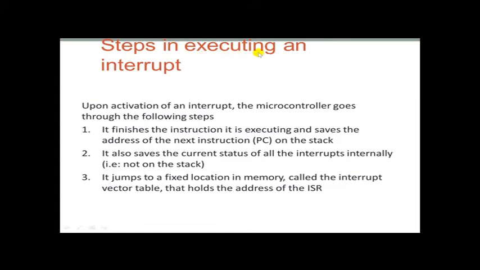Steps in executing an interrupt. Upon activation of an interrupt, the microcontroller goes through the following steps. So there are three steps. Step number 1: it finishes the instruction it is executing and saves the address of the next instruction, that is the PC, on the stack. It also saves the current status of all the interrupts internally, that is, not on the stack. It jumps to the fixed location in memory, called the interrupt vector table, that holds the address of the interrupt service routine. These are the three steps which are used for executing an interrupt.